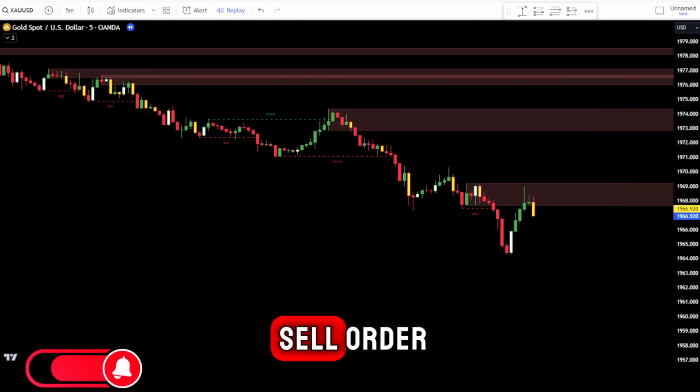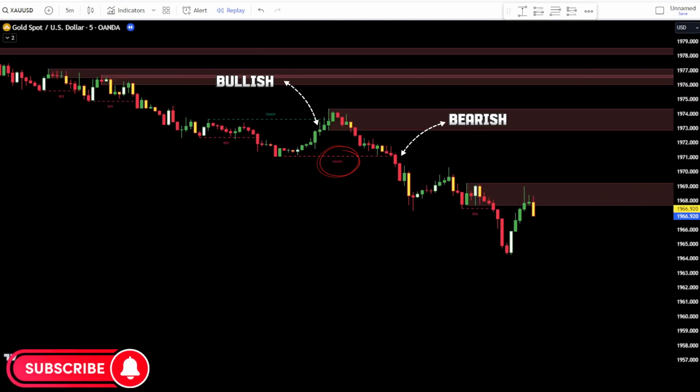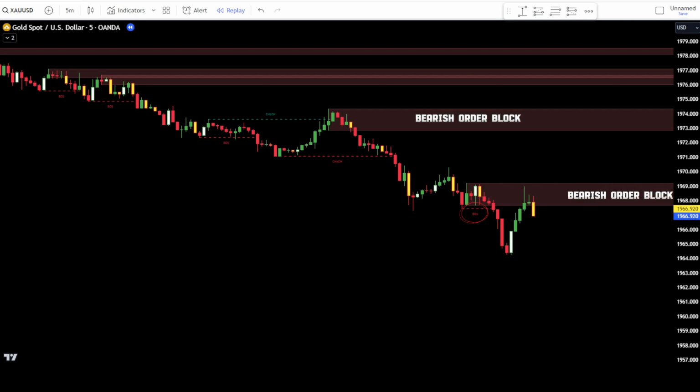How to place a sell order. 1. If there is a trend change from bullish to bearish, marked by the appearance of the CHoCH signal, wait for a break of structure or the appearance of a BOS signal on the indicator before placing an entry. 2. Once the BOS signal has appeared, wait for the price candlestick to return to the bearish order block area.